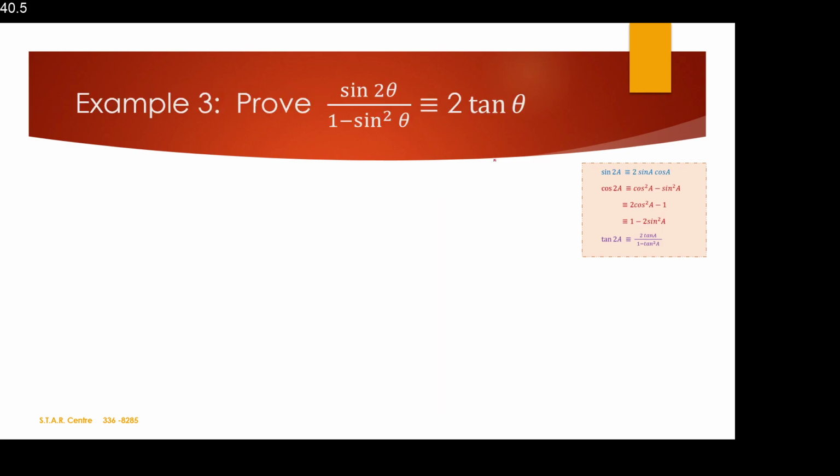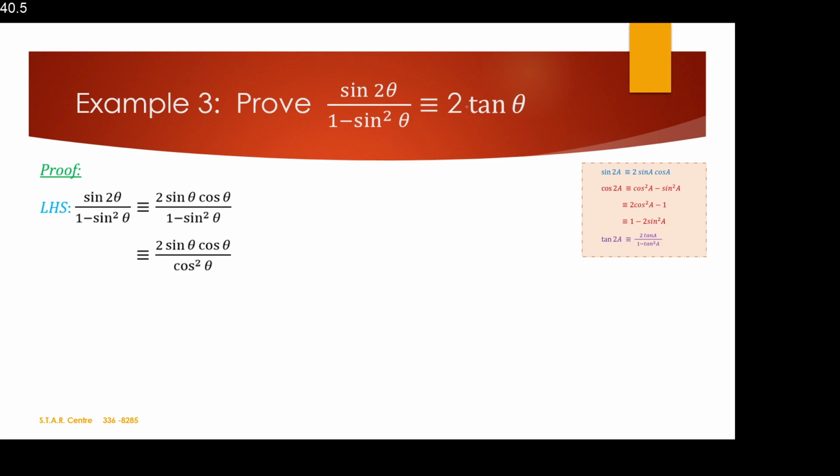Example 3. Prove sine 2 theta over 1 minus sine squared theta is identical to 2 tan theta. So starting with the left hand side, I'm going to use the identity for sine 2 theta. From our identity here, we can see that sine 2 theta is identical to 2 sine A cos A, which would be 2 sine theta cos theta in this case. Our denominator remains the same for now.